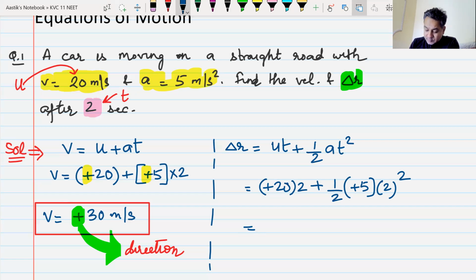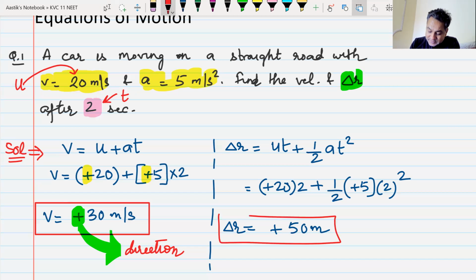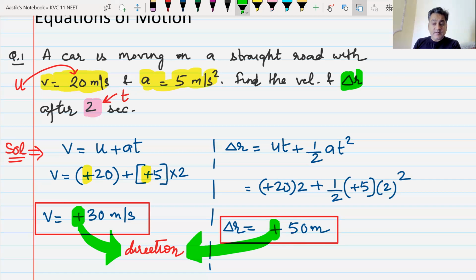50. Plus 50. Remember, don't forget this plus sign, because whatever we are dealing with, they are vectors, my dear friend. What does this plus sign indicate? Direction. Positive or negative always refers to the direction. You must remember this. Whenever I say plus or minus with vectors, they are referring to their direction. Do we understand this? I hope everyone got the answer for this question. Yes or no?